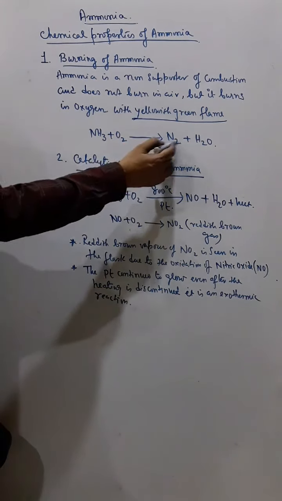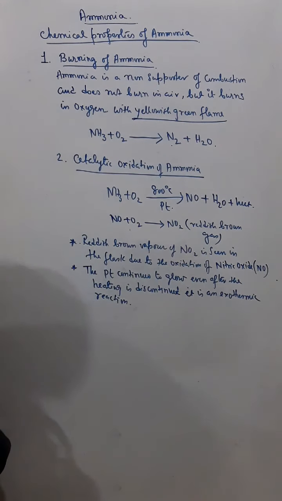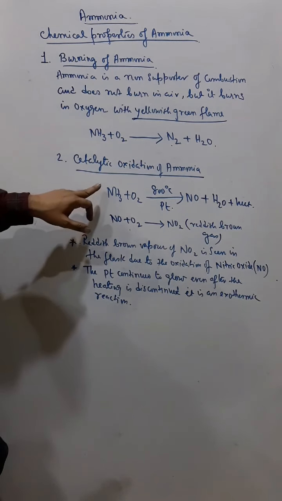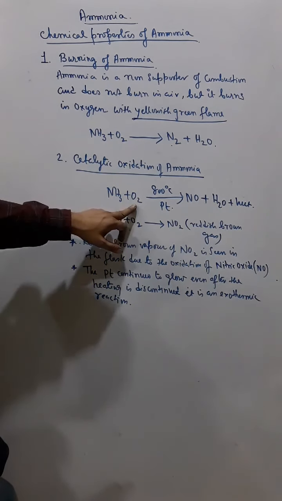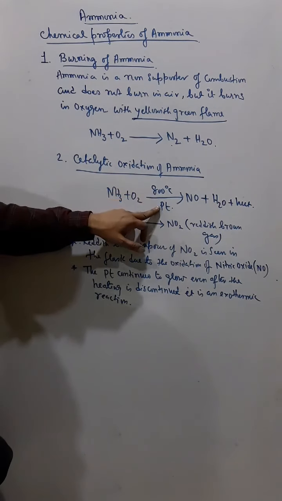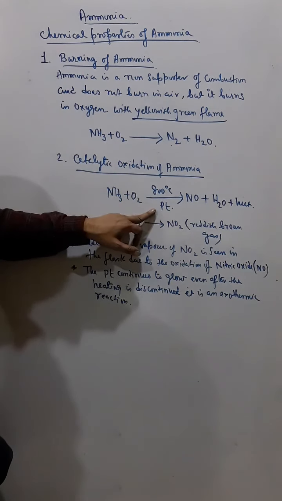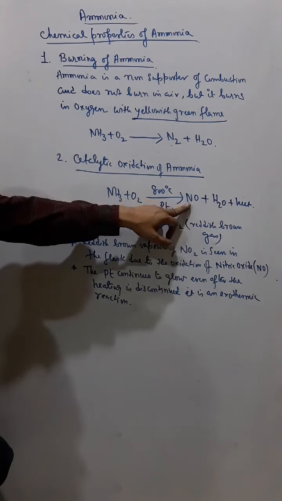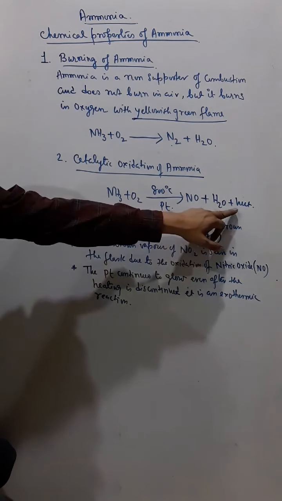And we get nitrogen and water vapor. Okay, so ammonia burns in oxygen to give nitrogen and water vapor. But if this ammonia reacts with oxygen in the presence of heated platinum at a temperature of 800 degrees Celsius, then that ammonia oxidizes to nitric oxide and water, and the reaction is highly exothermic.